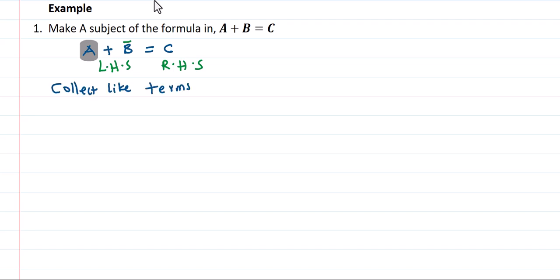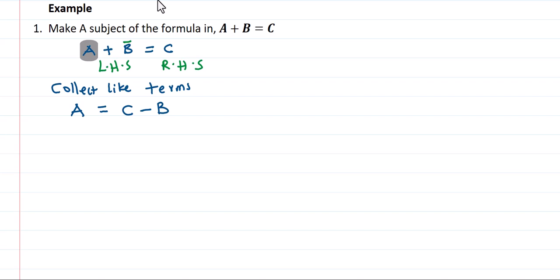If we collect like terms here, it simply means we have A is equal to C, which is already on the right-hand side, so we don't need to move C. And then B crossing the equality sign becomes minus B. So B becomes negative after it crossed the equality sign. And this is our final answer because we've been able to make A stand alone.